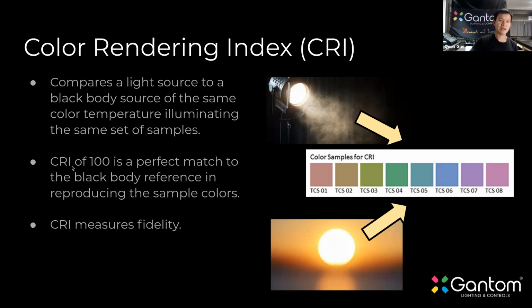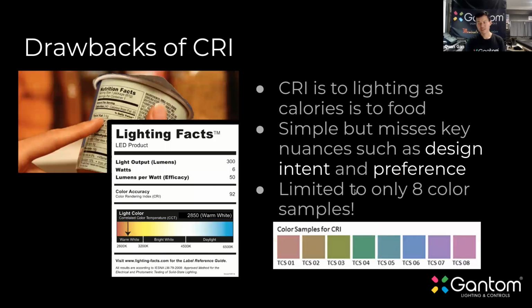So a CRI of 100 essentially says this light, as far as projecting onto these samples goes, produces identical output as if the reference light hit these samples. So CRI measures fidelity. It measures how close your test light is compared to the reference light of the same color temperature. Okay, so CRI is simple.